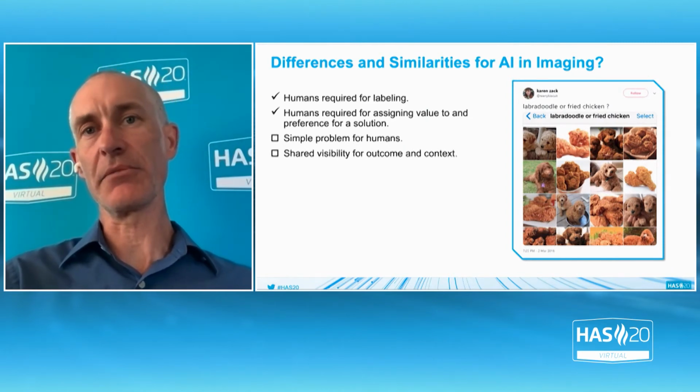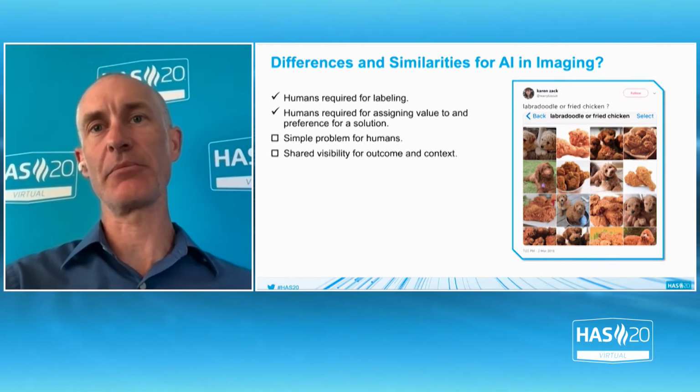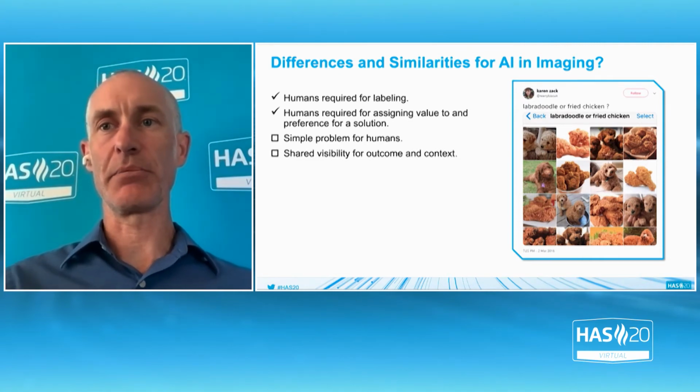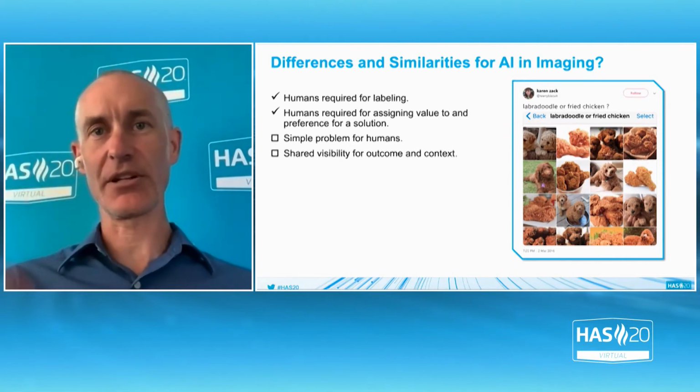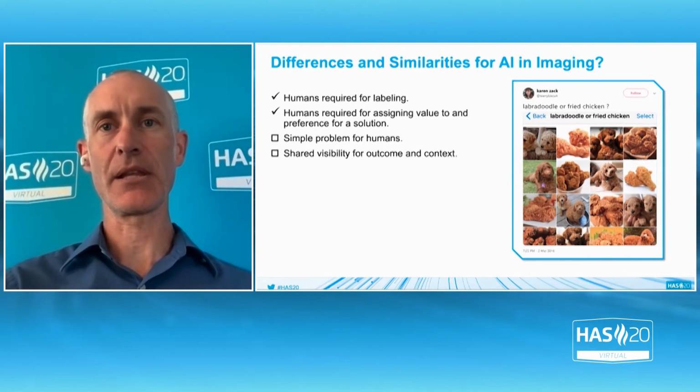First off, we still need people to provide the labeling. There had to be an initial set where people said, that's a dog, that's fried chicken, that's a dog, that's fried chicken, so that the computer could learn.